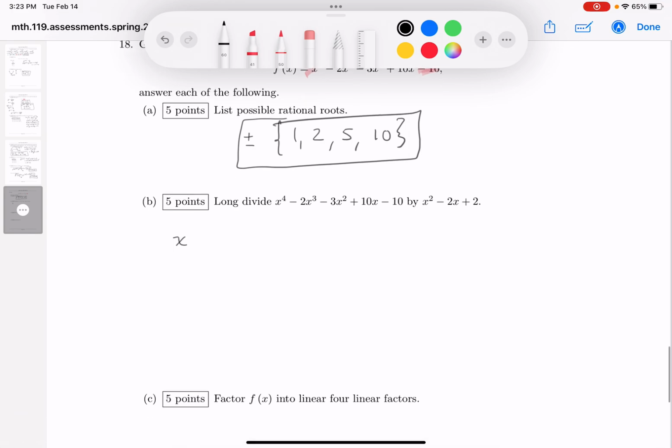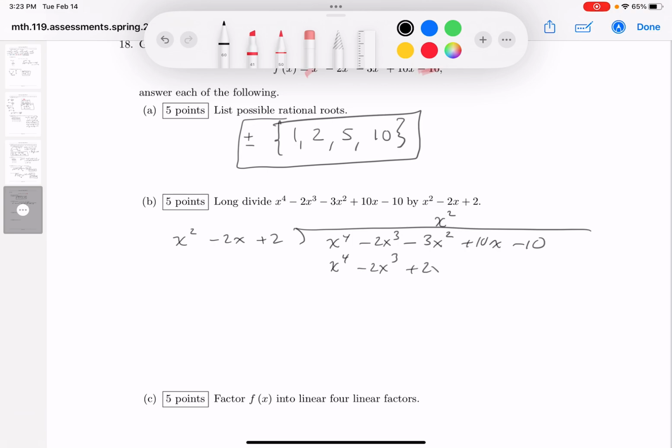So now they ask me to long divide. Let's write this down. I'm going to divide by x squared minus 2x plus 2 this fourth degree polynomial, one term at a time. What times x squared would get x to the fourth would be x squared. That goes in the x squared column. You get x to the fourth, then minus 2x cubed, and then plus 2x squared. I'm going to subtract. And what do you get there? Let's see, you get minus 5x squared plus 10x minus 10.